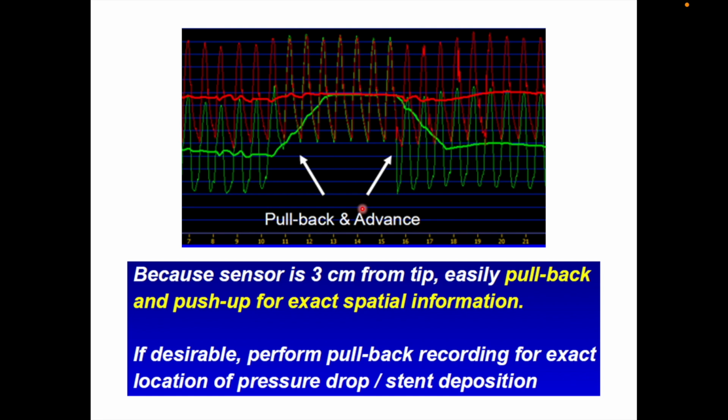Now the beauty of FFR is that you can even see where the disease starts and where the significant disease ends by doing a pullback, and where you get the big step up gradient as seen here. You are pulling back and you get a step up gradient. You want to reconfirm this, you push it back in, and you can see again the step down coming here and the gradient coming up. So you can, by pulling and pushing the wire, the pressure sensor, reconfirm the position of the big step up gradient.